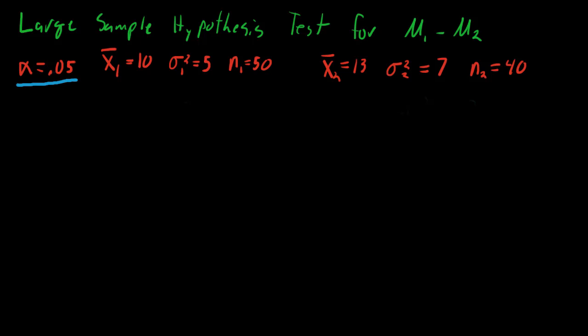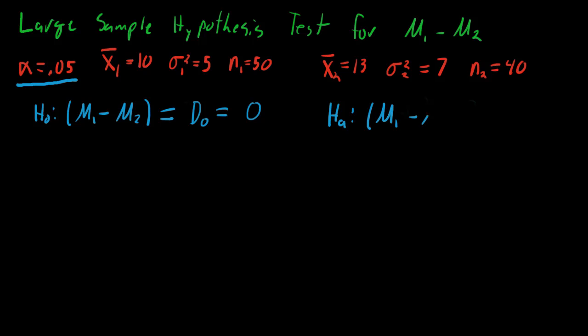And then to state our null hypothesis, H0 is the same for all these tests, which is our mu1 minus mu2 is equal to some d0 value. And in this case, we're going to set d0 equal to 0. And then for our alternative hypothesis, or HA, we're going to say our mu1 value minus mu2 does not equal our d0, or again, 0. So we're basically testing to see if mu1 and mu2 are different or the same.